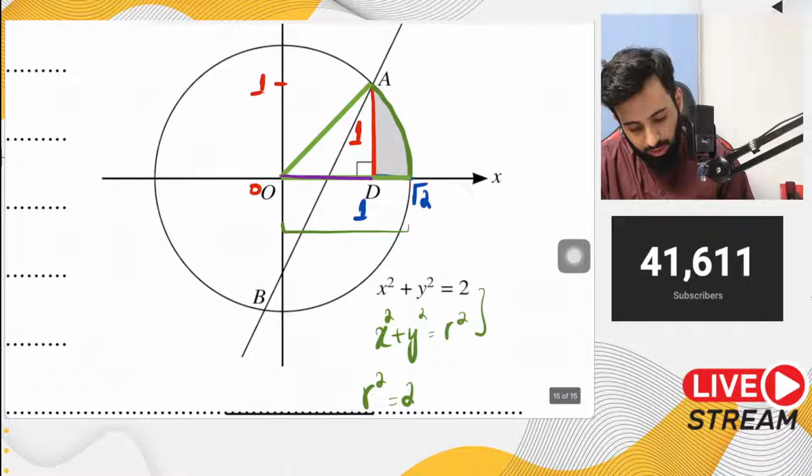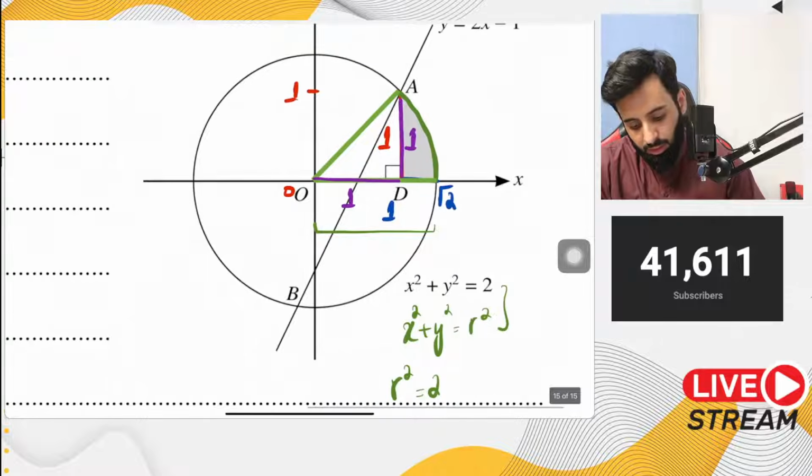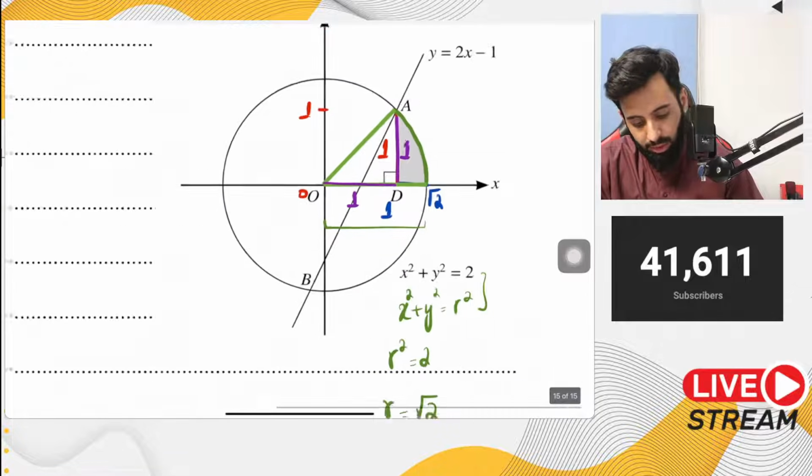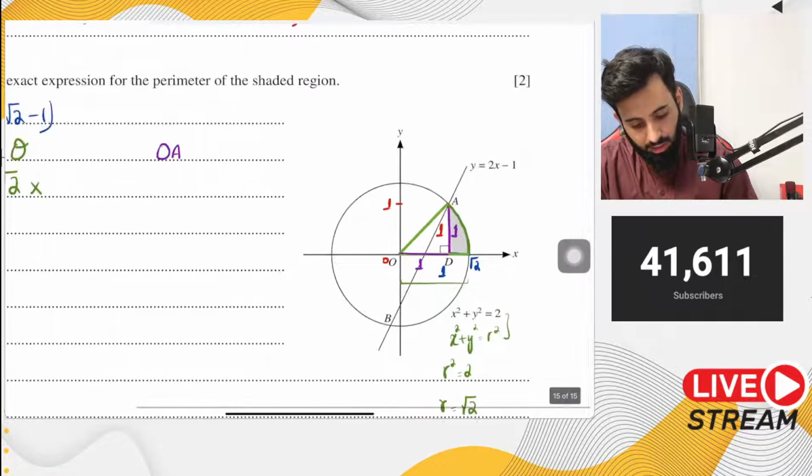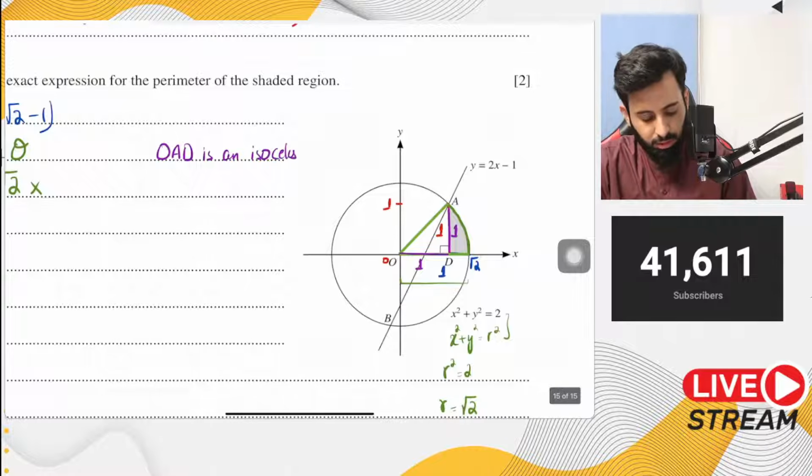This length is 1 unit, from O to D. AD is also 1 unit. Now that means what kind of triangle are we looking at? We're looking at an isosceles triangle. So OAD is actually an isosceles triangle. I don't know how to spell isosceles triangle, but yeah, you get the point, right?